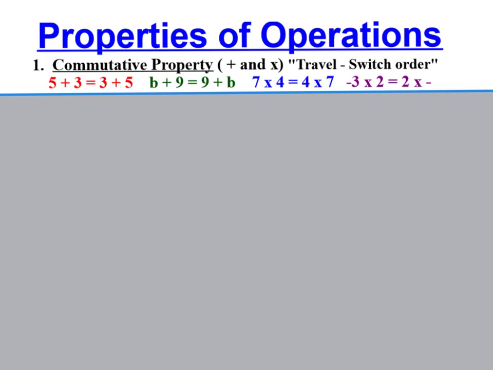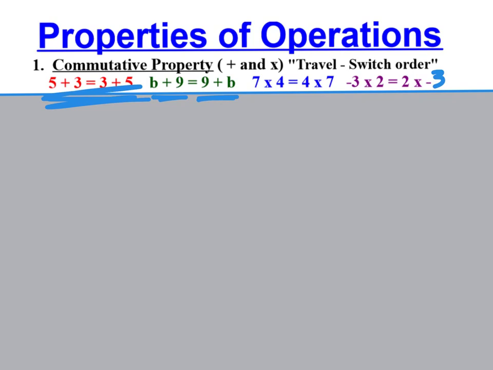When you look at these problems, you see that in this first problem, it was 5, then 3, and then it changed to 3 and 5. Here was B, then 9, then it changed to 9 and B. So the order should change. So when you read the next one, 7 times 4, what's going to change is the order, 4 times 7. Negative 3 times 2 becomes 2 times negative 3. So the order is always changing.